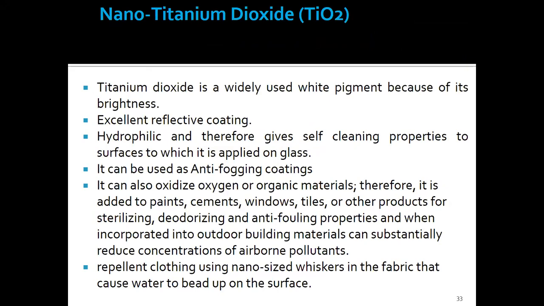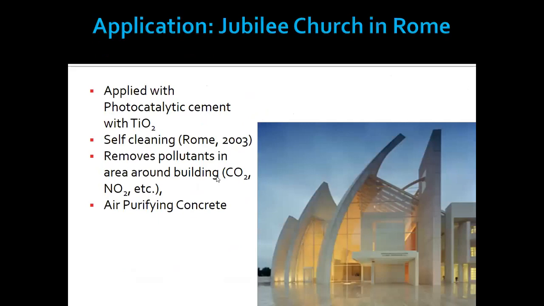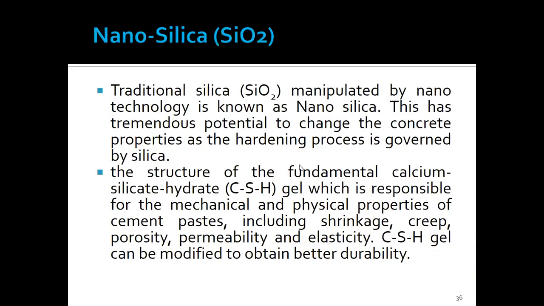It gives extra brightness, like the mineral coating that sir was telling about earlier. So it is an excellent reflective coating, a hydrophilic and anti-fogging coating, right? In the presence of UV radiation it has antibacterial properties, and it reacts and makes a clean, self-cleaning material. One application is air purifying concrete, and snow whiteness is imparted, like the Taj Mahal, right? Jubilee Church in Rome is made with this material, nano titanium dioxide.